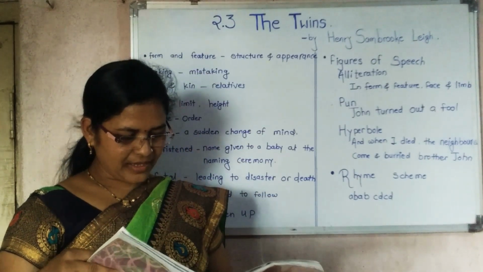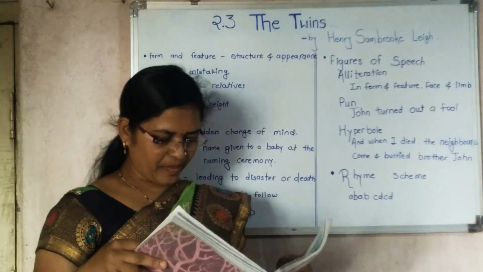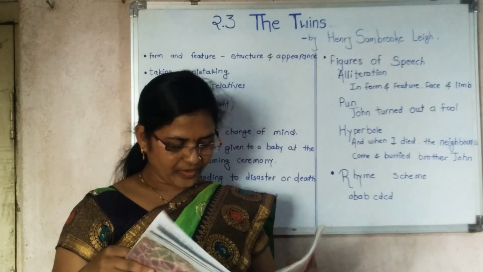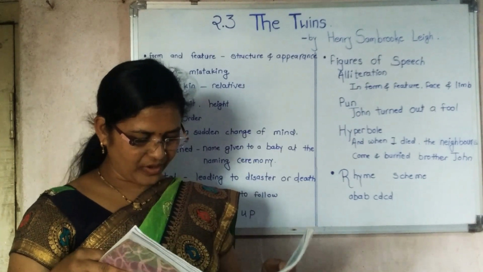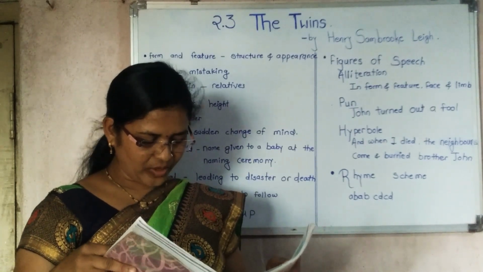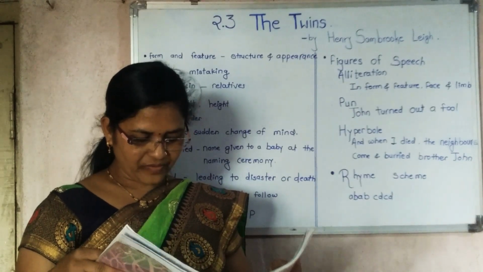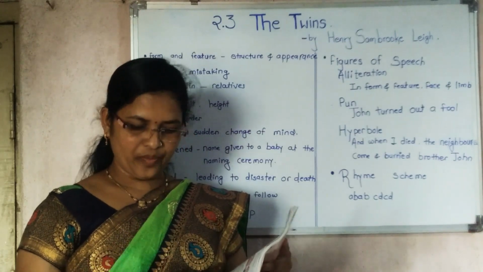The fatal likeness even dogged my footstep. When at school, I was always getting flogged, for John turned out a fool. I put this question fruitlessly to everyone I knew: What would you do if you were me, to prove that you were you?